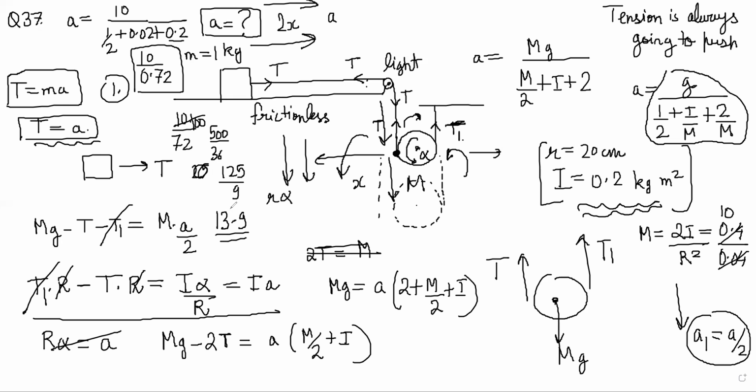Acceleration is what is coming? 10. So then we have made a mistake. One second, we have to check. There's some mistake in our solution. This is question 37, no? So answer is coming slightly different. So we have made a mistake somewhere. So I'll just check my equations once more. So let's just write the equations once again.